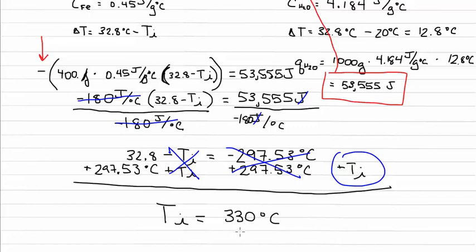And again, the most important thing I need to point out is this negative sign. If you don't have that negative sign, you'll see that the answer just doesn't make any sense. The energy lost by the iron is equal but opposite in sign to the energy gained by the water. Negative Q of the iron is equal to positive Q of the water.